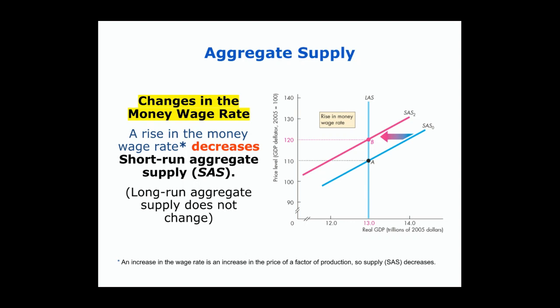Because an increase in wages, an increase in the wage rate, is an increase in the prices of a factor of production. So short run aggregate supply has to decrease. When the price of a factor of production increases, supply decreases. And so that's what happens when we have a change in the money wage rate.